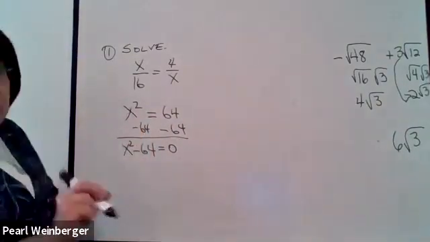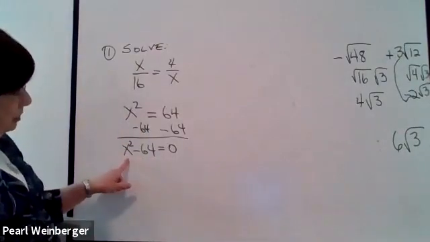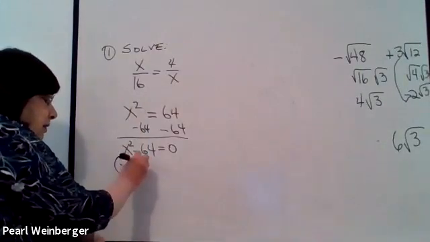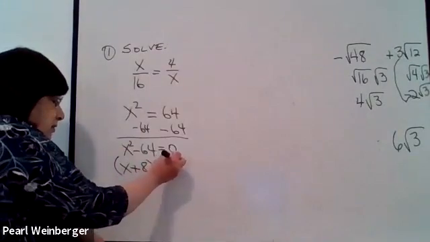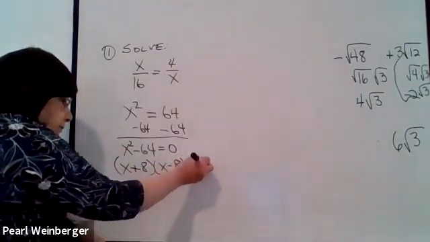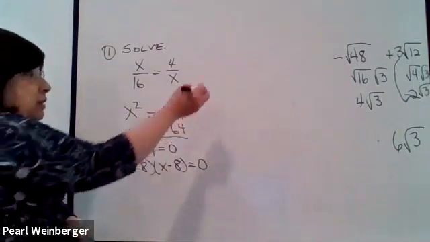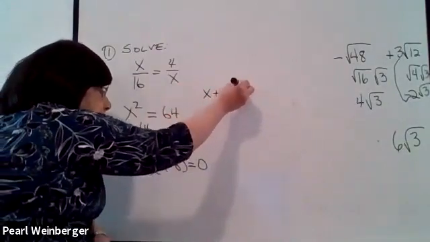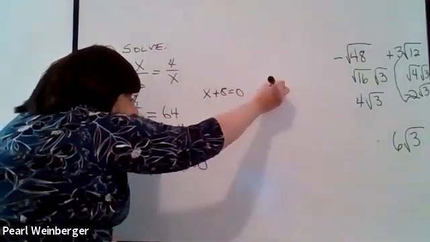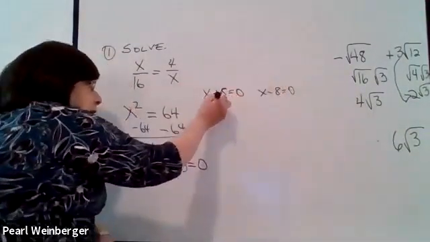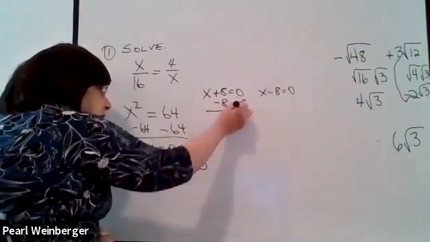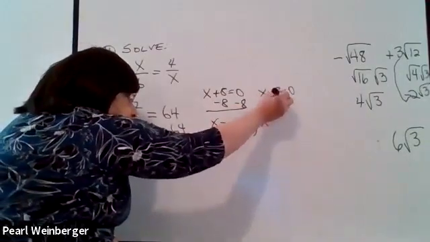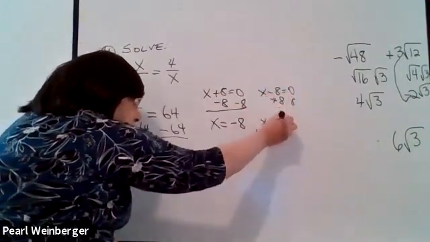Somebody mentioned in the chat that then you see it's a difference of squares. So you can break it up into x plus 8 and x minus 8. And then you set each of them equal to 0. So we get x plus 8 equals 0 and x minus 8 equals 0. If I subtract 8 from both sides, this will give me x equals negative 8 for one answer. And adding 8 to both sides, this will give me x equals 8.